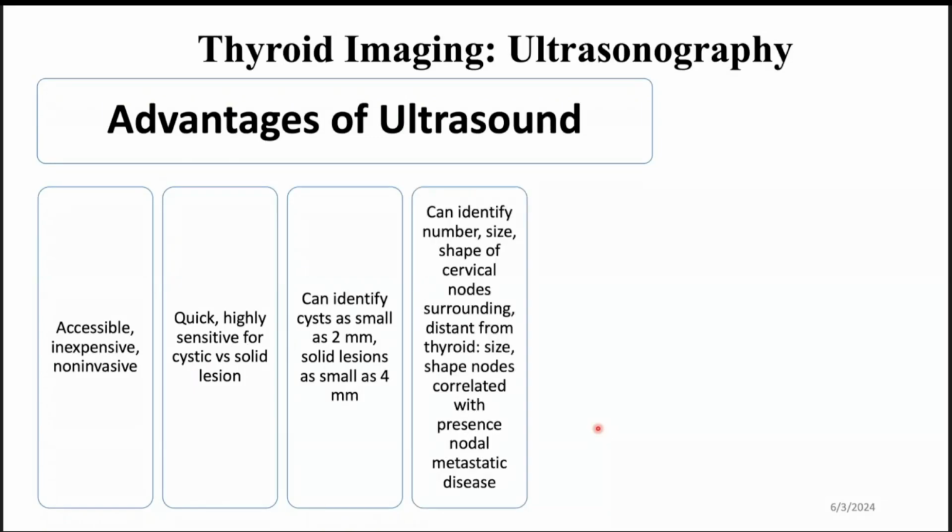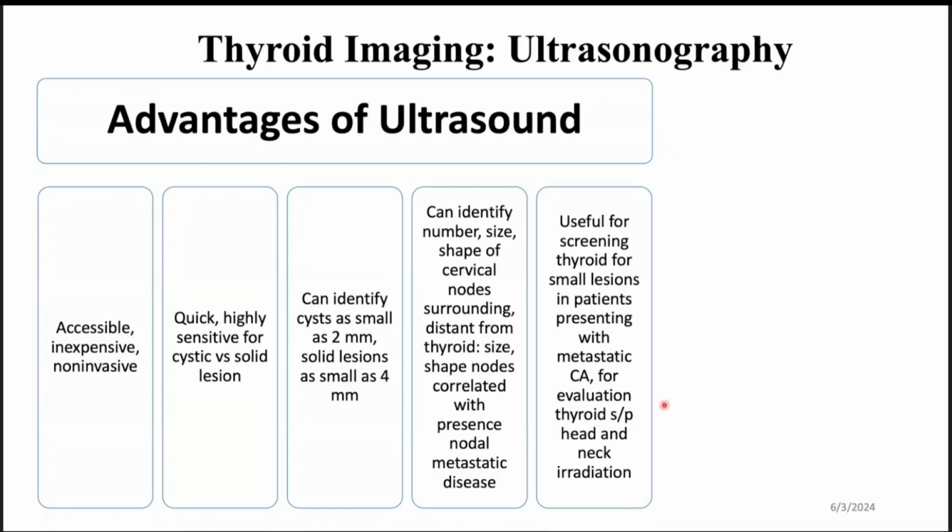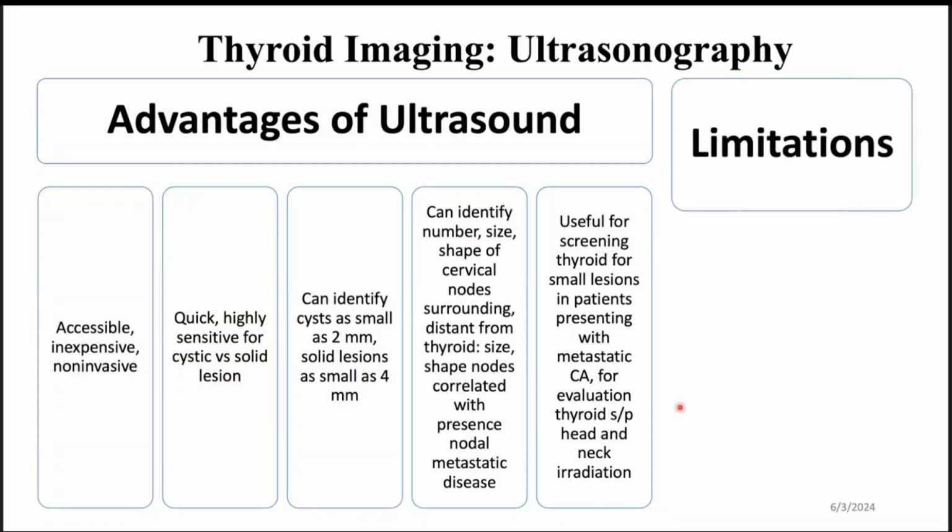And it can also identify structures and lesions other than the thyroid gland itself. We can look at lymph nodes and the presence of metastatic disease in the region or not, and so on. But of course, ultrasound has a lot of limitations, and this is the main limitation.